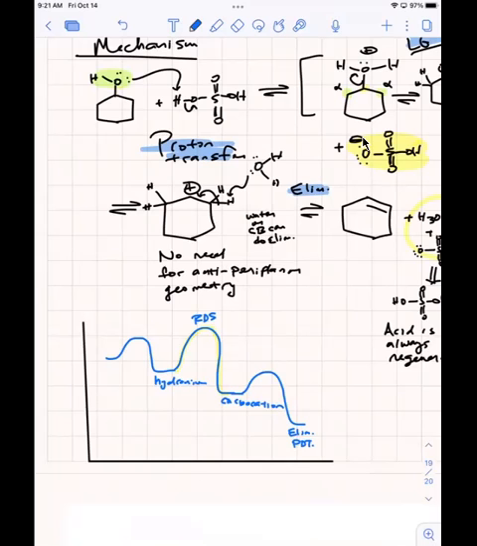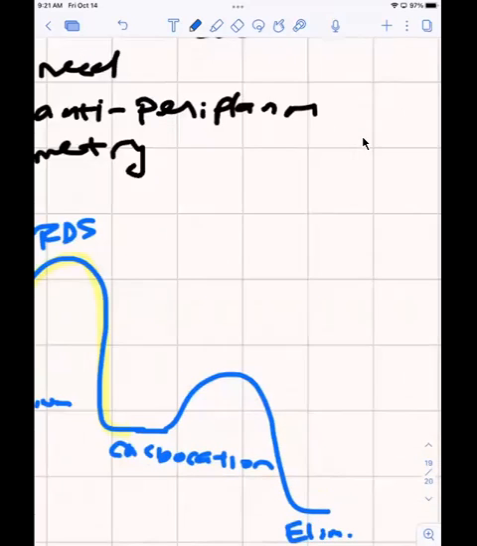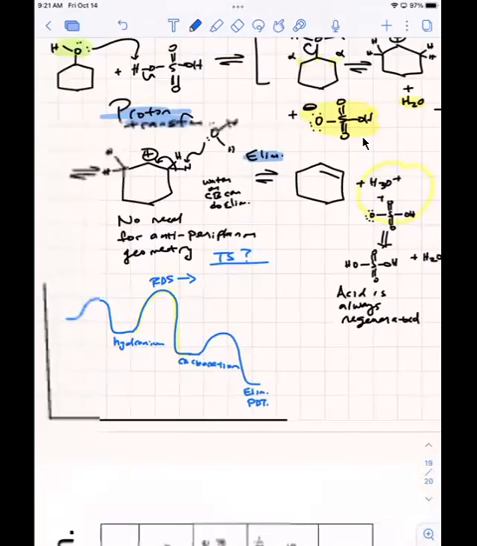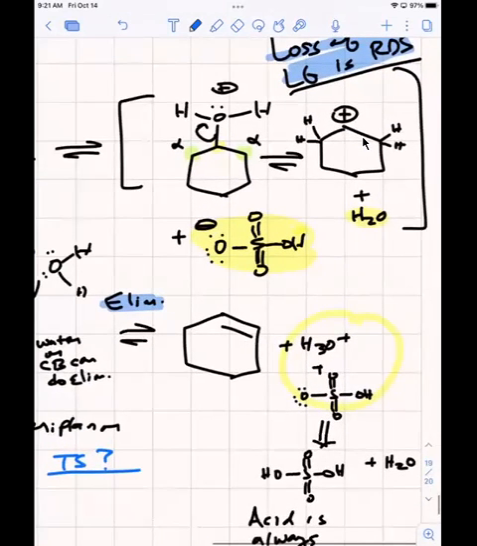What does the transition state look like for the rate determinant step? Anybody? What is the rate determinant step again? If I'm going from the hydronium ion to the carbocation, what does that look like in terms of a transition state? The addition of a hydrogen atom.